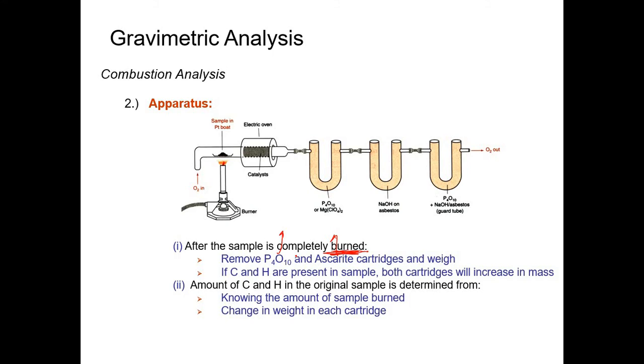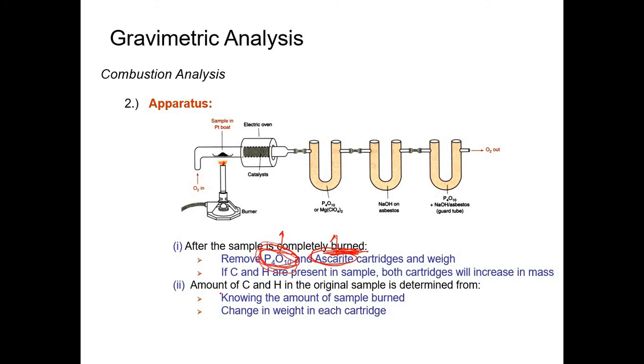So meaning what you weigh is P4O10 plus water, and Ascarite plus carbon dioxide. Right? So if C and H are present in the sample that you burned, you will expect the weight of the P4O10 and Ascarite to increase. The requirement in class is that you weigh these absorbents before the reaction. Okay?